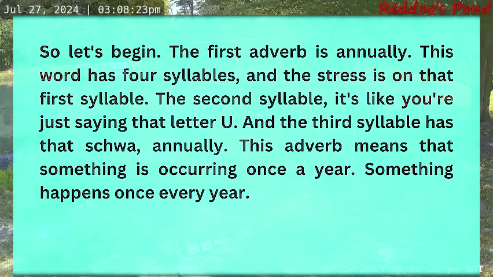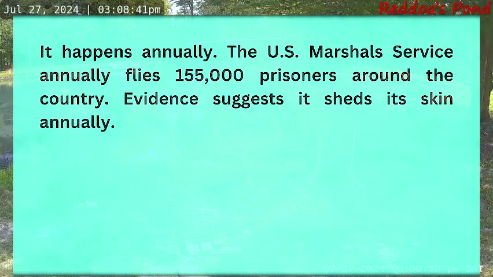This word has 4 syllables, and the stress is on that first syllable. The second syllable, it's like you're just saying that letter U. And the third syllable has that schwa, annually. This adverb means that something is occurring once a year. Something happens once every year. It happens annually.